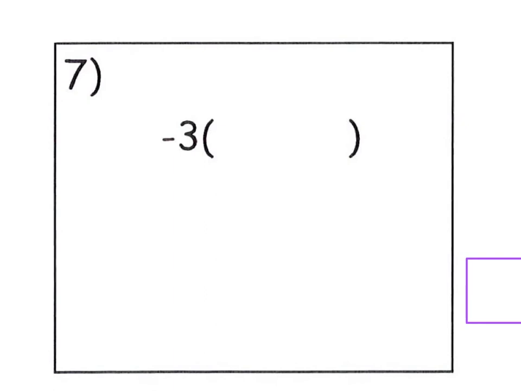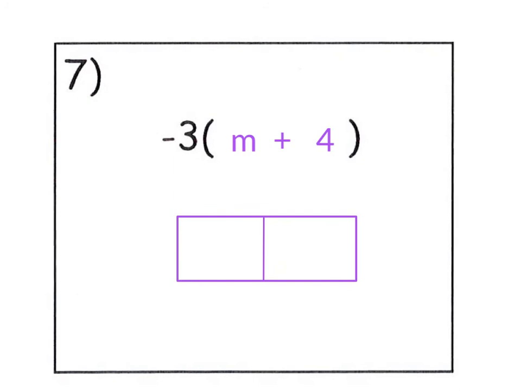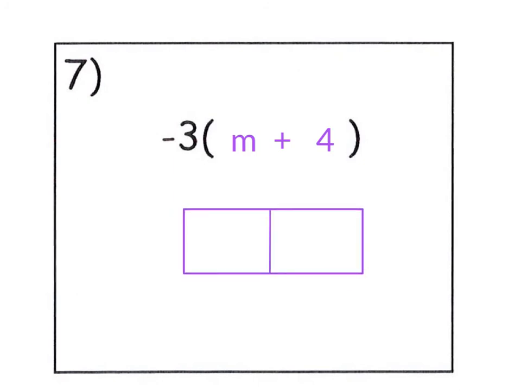Okay, on to number 7. So in the parentheses, I want you to fill in m plus 4. So we're multiplying negative 3 times the m plus 4. So I'm going to bring over my area model, and I'm going to fill in the negative 3 on the side and the m plus 4 on the top. And then we're going to multiply to fill in the boxes.